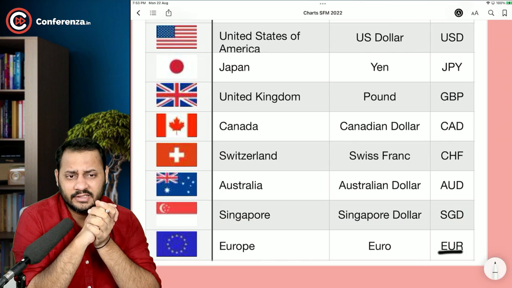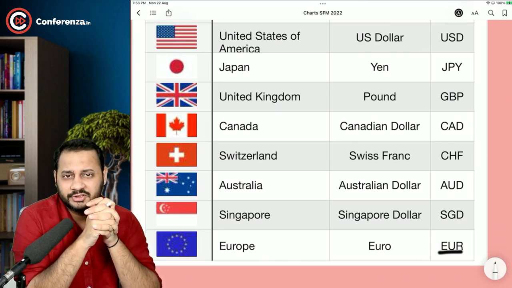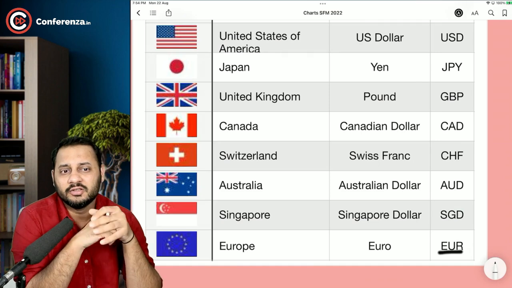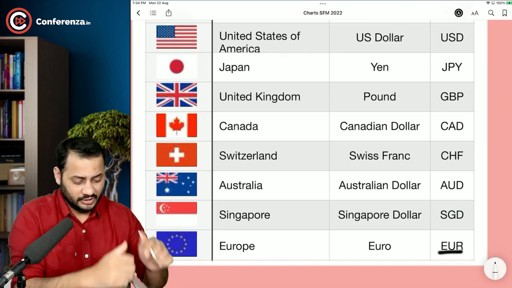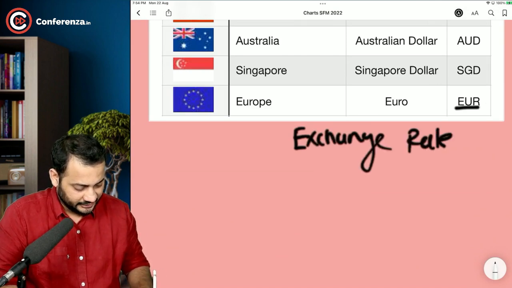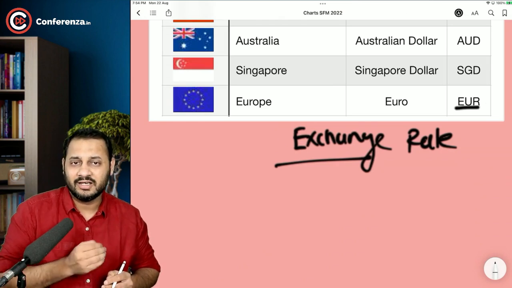So this is the basic that you need to know. Also, most of the time the exchange rates will be quoted in terms of ISO code. So there is a method of quoting the currencies or exchange rate. And what do you mean by the exchange rate? First of all, understand exchange rate. Exchange means you are exchanging one thing with another.